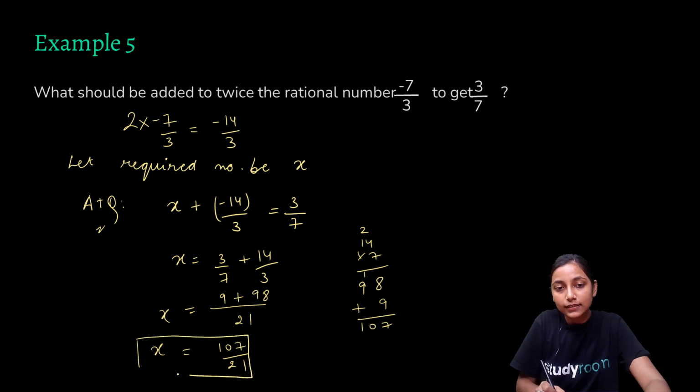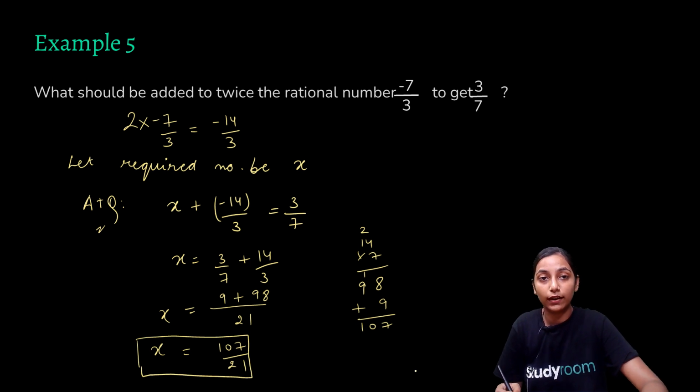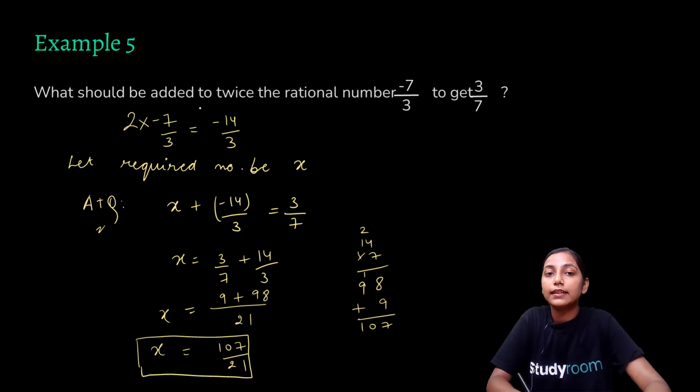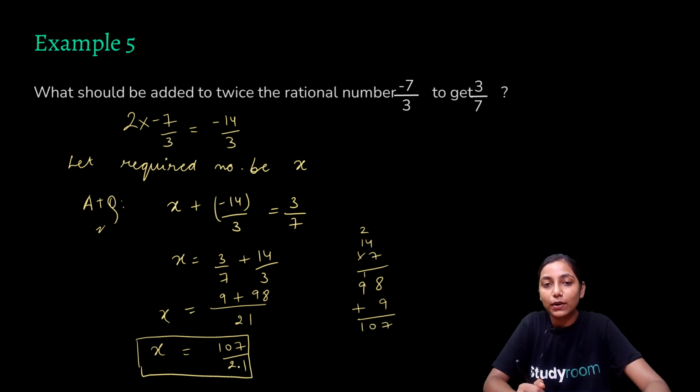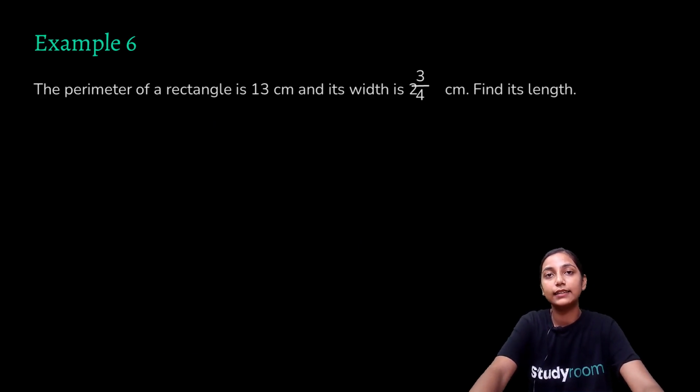Our x is coming to be 107 by 21, and the number that needs to be added to twice the rational number minus 7 by 3 to get 3 by 7 is nothing but 107 by 21. You can just add 107 by 21 and minus 14 by 3. You will get the answer as 3 by 7. So this is how we solved and we applied the concept of linear equations.